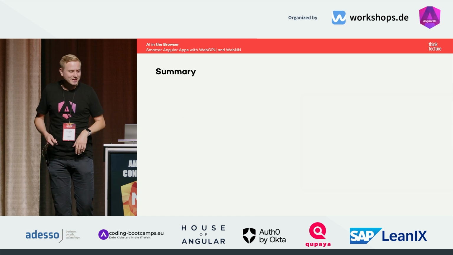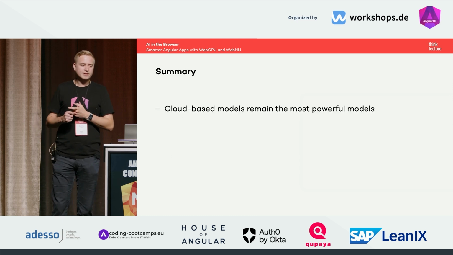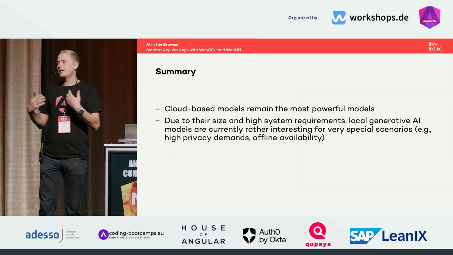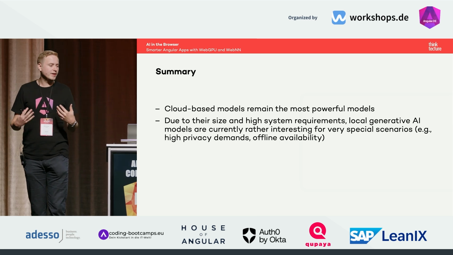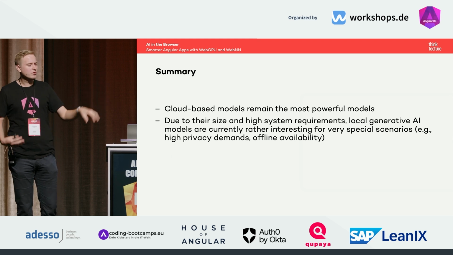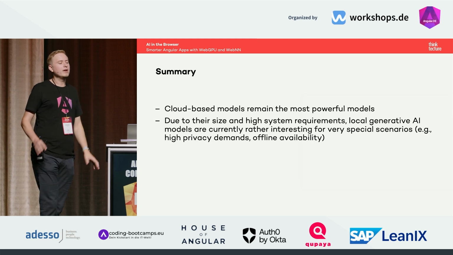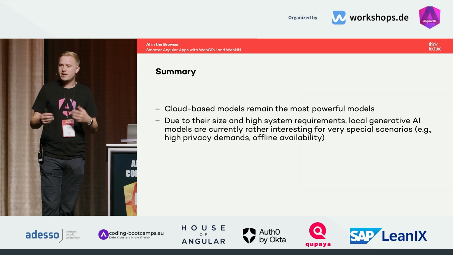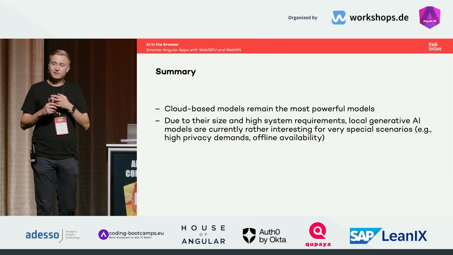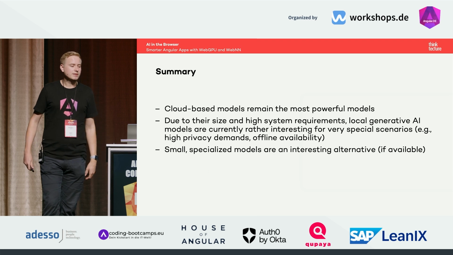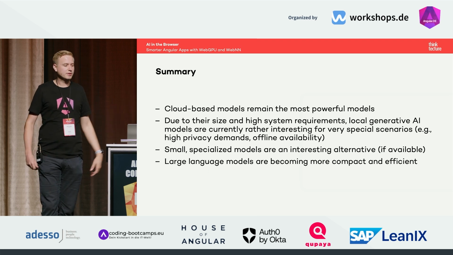Now I want to summarize. Cloud-based models remain the most powerful models right now. Due to their high system requirements and their high size, generative AI locally in the browser is probably only interesting for very special scenarios where you have high privacy demands, like medical stuff and so on, or definitely the need for offline availability. There are small specialized models as an alternative, Transformers.js.